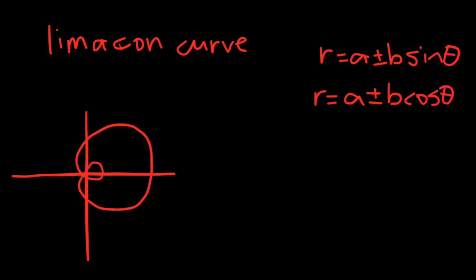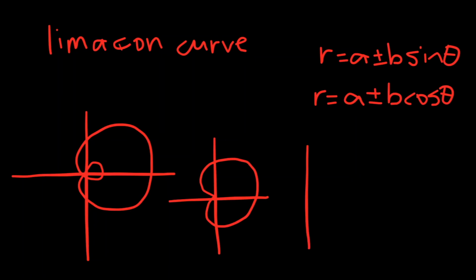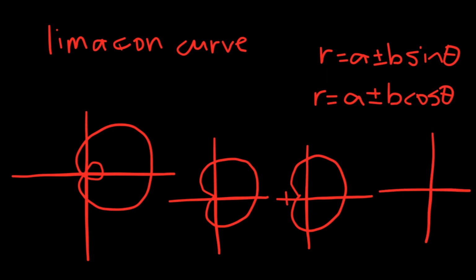and then the second one being a cardioid, which looks like this, and then a dimpled limaçon, which looks like this, which is similar to the cardioid, but instead of starting at the origin, it starts halfway, at a negative half. And then the last one is a convex limaçon, which kind of looks like a circle with a flat side. The way to determine which graph your limaçon curve will be is to take the quantity a over b.